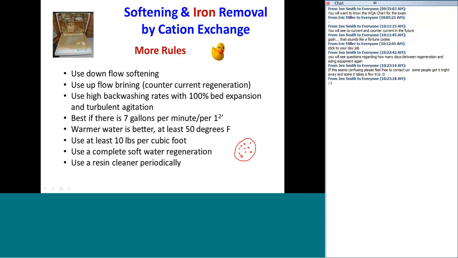But if it oxidizes at all or converts to ferric iron at all, then it can clog those holes. Okay? It can clog that. So what resin cleaners do is they go in and they redissolve the iron and convert it back to ferrous iron so that it can be backwashed off. So they clean out those holes in the resin.